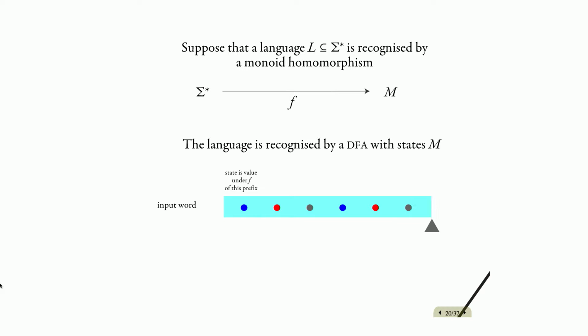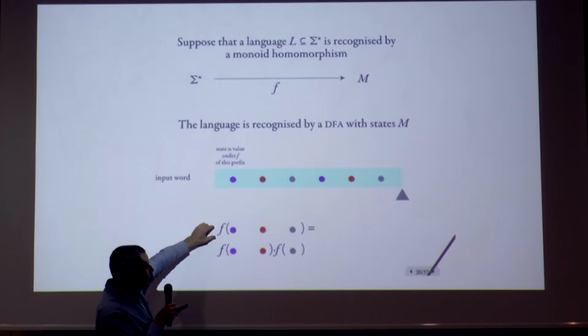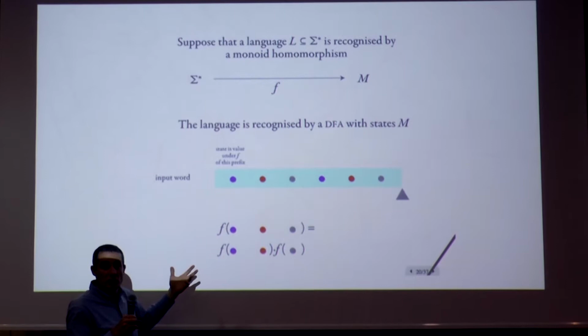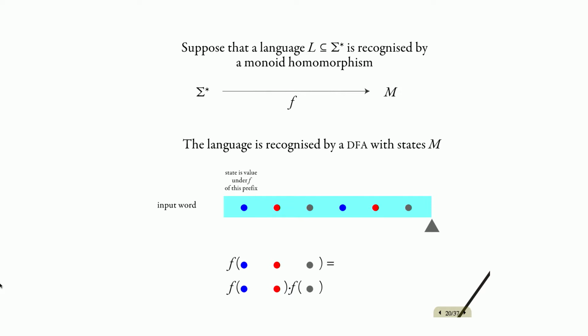And so you have to define the transition function of the monoid to respect that. And it's very easy because of compositionality, by being a monoid homomorphism. If I want to know the value of the function on a three-letter prefix, then I need to take the value of the function on a two-letter prefix and multiply it to the right by this value here. And this is the transition function of the automaton. So that's the transition function.